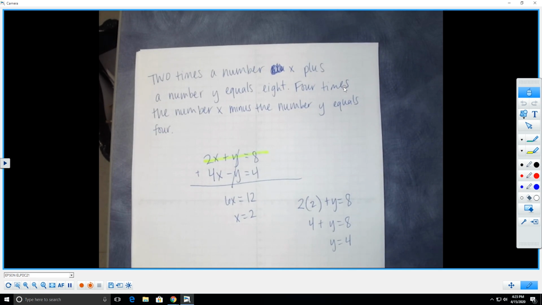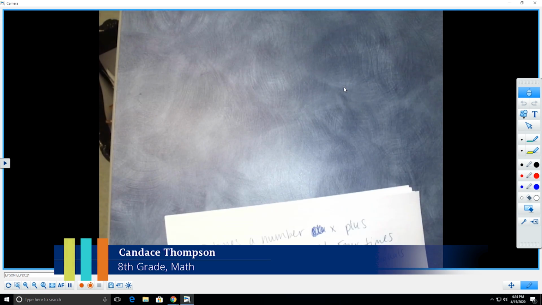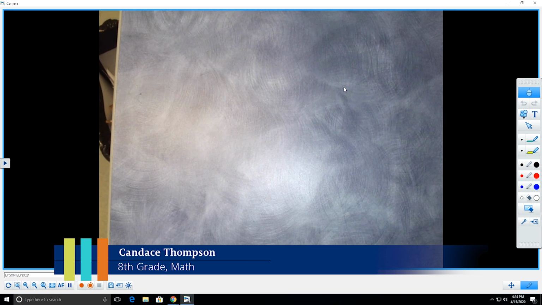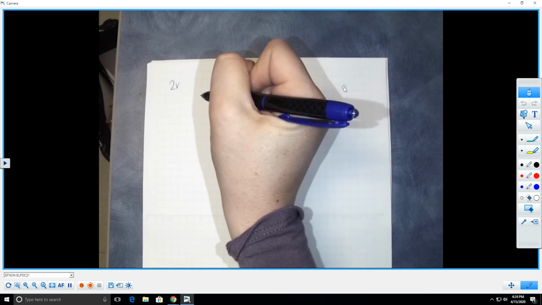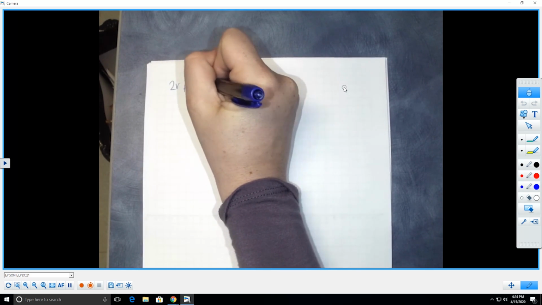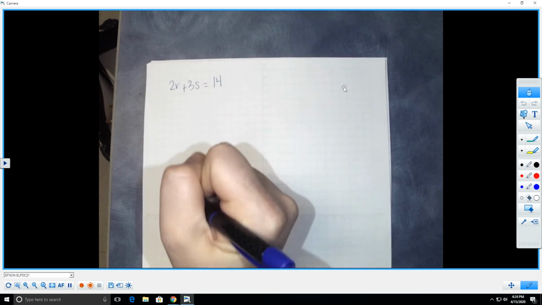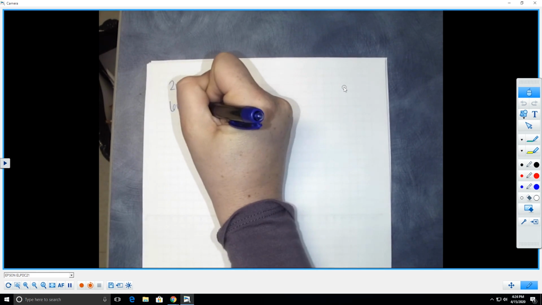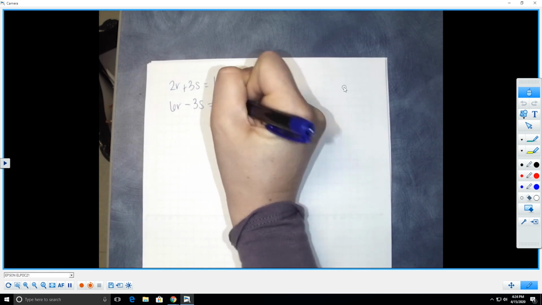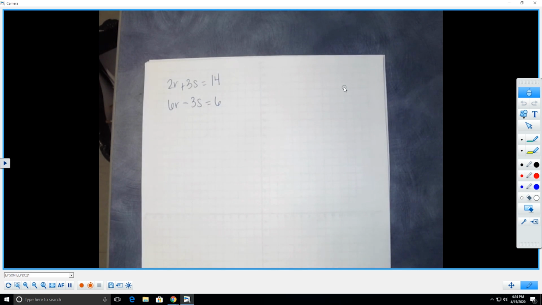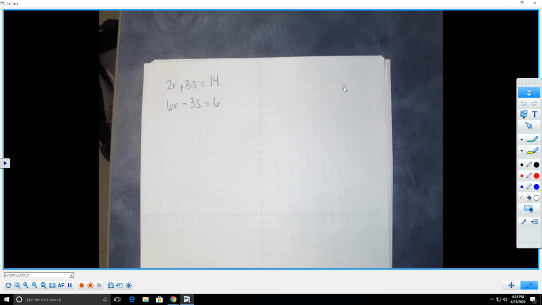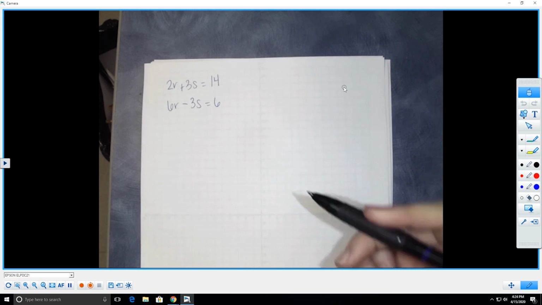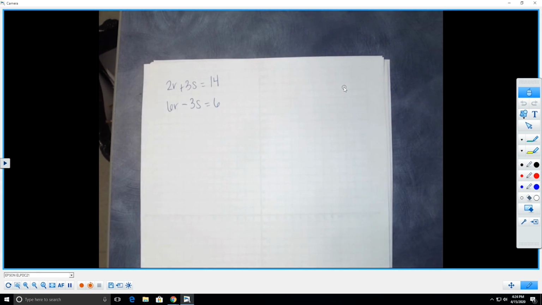Okay, let's look at another problem. Write down this system of equations. So I have 2r plus 3s equals 14 and 6r minus 3s equals 6. How should we go about solving this? Well, we can use the addition property to eliminate s and solve for r. As I write this down, try to follow along with the same result.